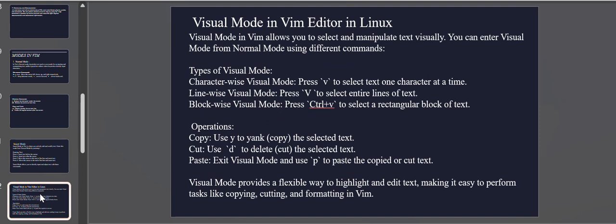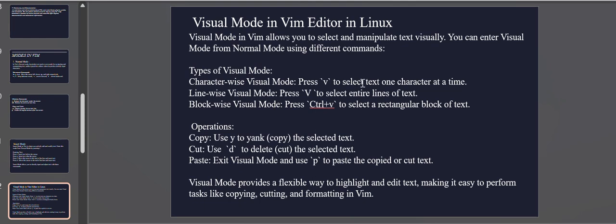And the third one is visual mode in the Vim editor. Visual mode in Vim allows you to select and manipulate text visually. You can enter visual mode from normal mode using different commands. Types of visual modes: characterwise visual mode, linewise visual mode, and blockwise visual mode.